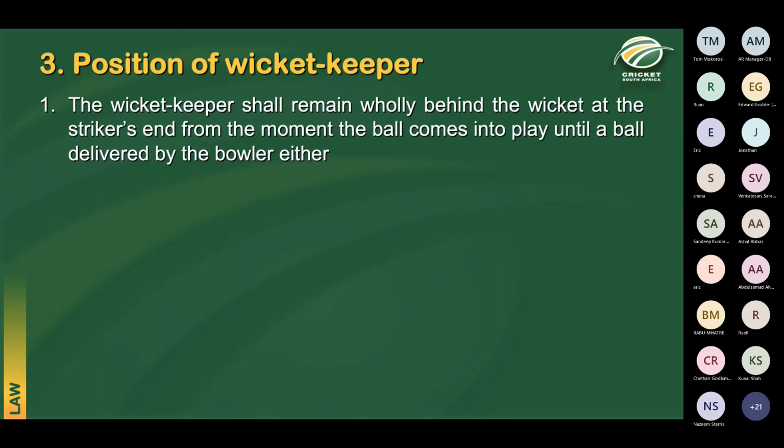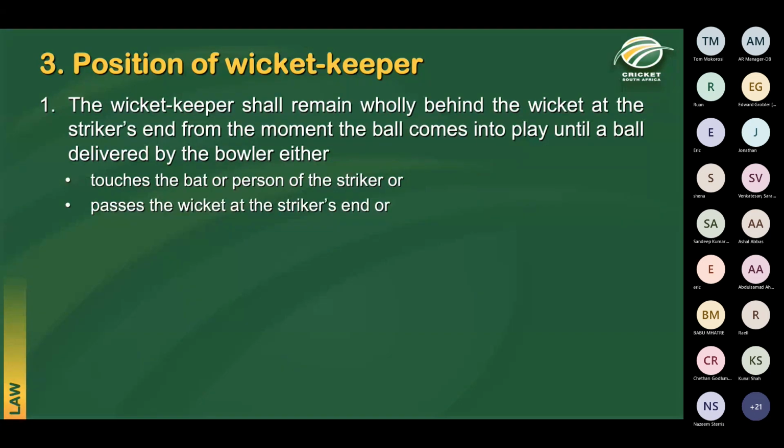Position of the wicketkeeper. Where is the wicketkeeper to stand? The wicketkeeper shall remain wholly behind the wicket at the striker's end from the moment the ball comes into play until a ball delivered by the bowler either touches the bat or person of the striker, or passes the wicket at the striker's end, or the striker attempts a run.